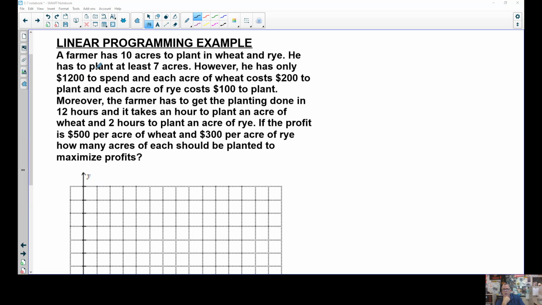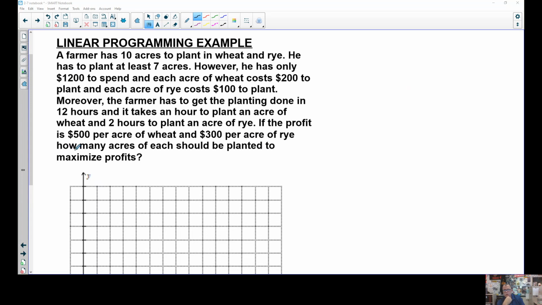A farmer has 10 acres to plant wheat and rye. He has to plant at least 7 acres. However, he has only $1,200 to spend, and each acre of wheat costs $200 to plant, and each acre of rye costs $100 to plant. Moreover, the farmer has to get the planting done in 12 hours, and it takes an hour to plant an acre of wheat and 2 hours to plant an acre of rye. If the profit is $500 per acre of wheat and $300 per acre of rye, how many acres of each should be planted to maximize profits? Okay, there's the question right there.